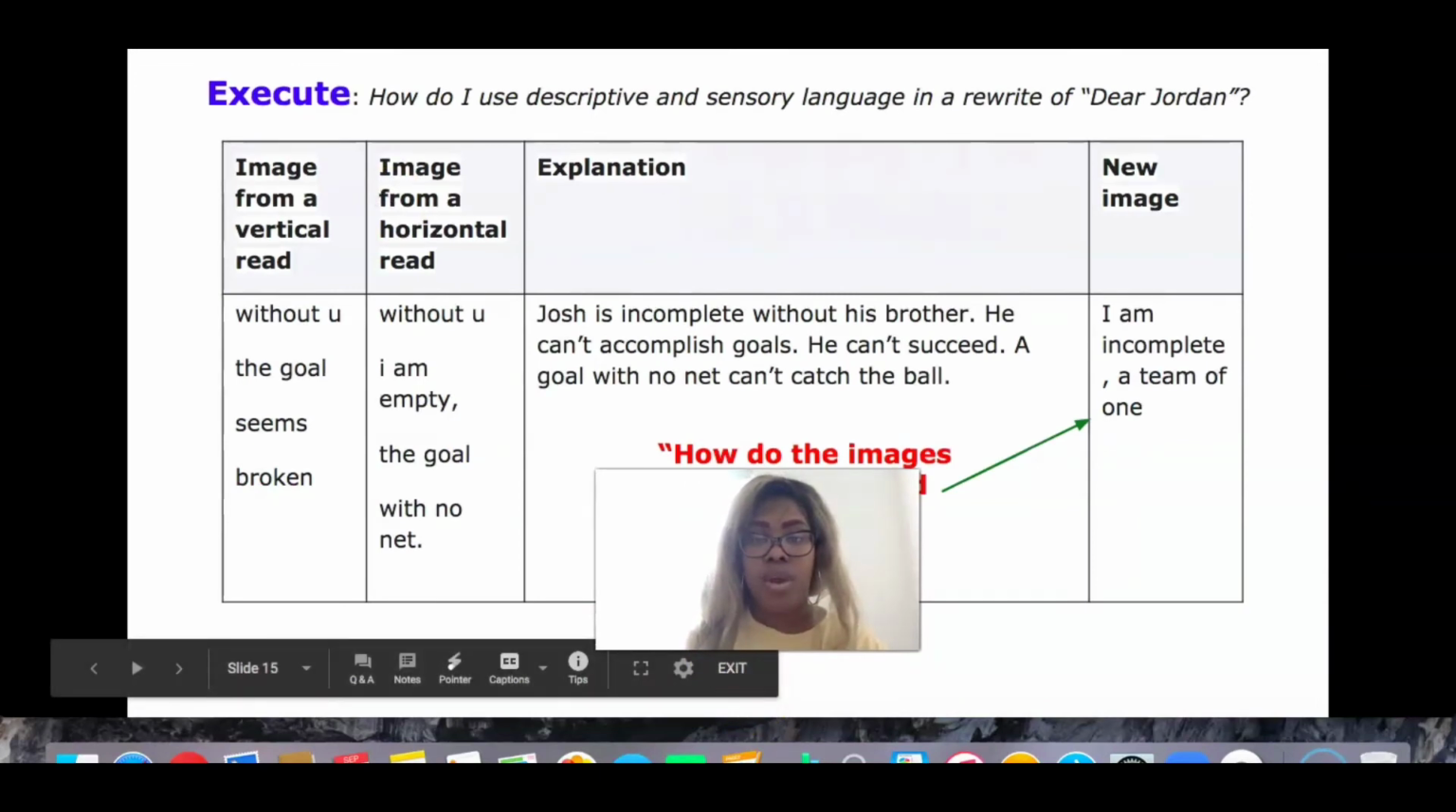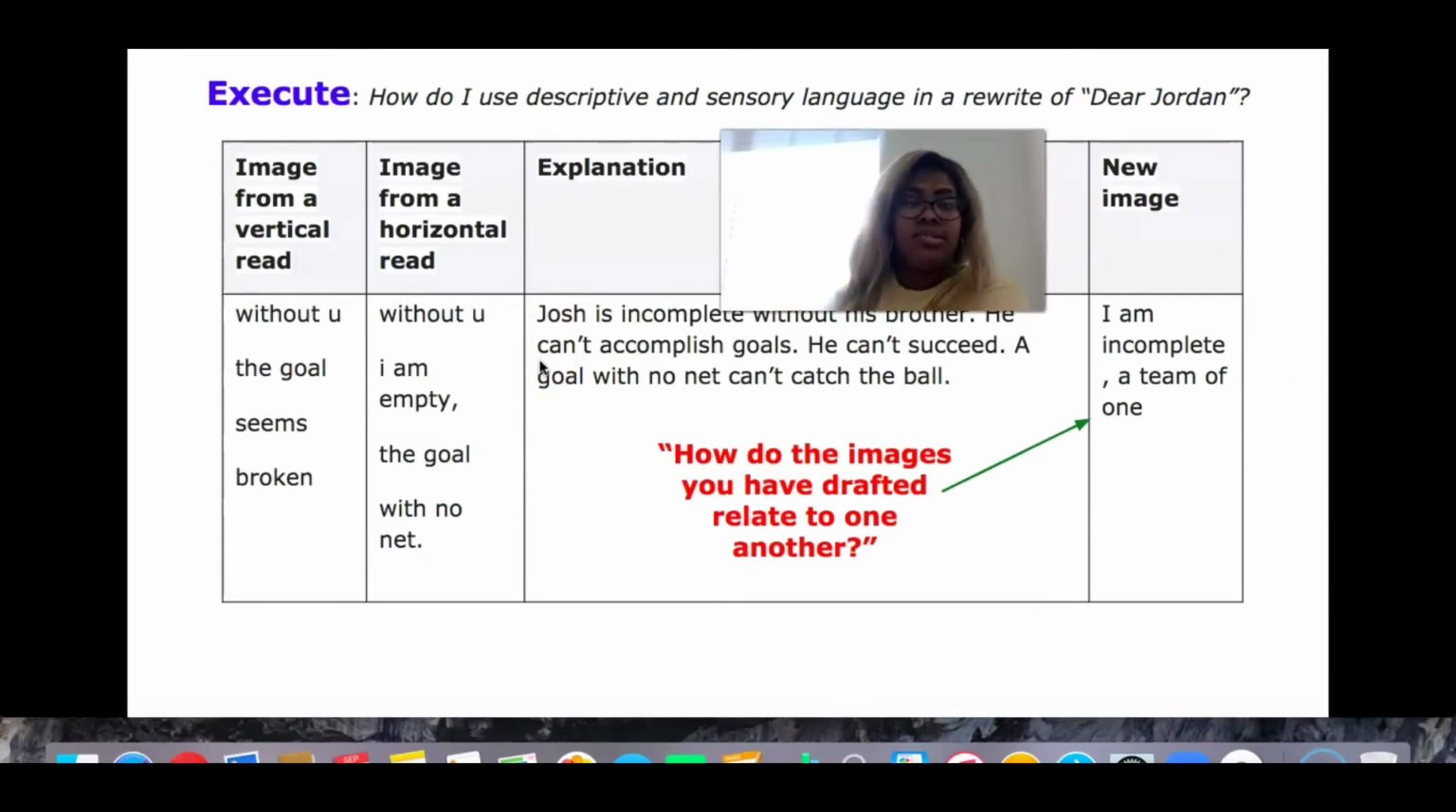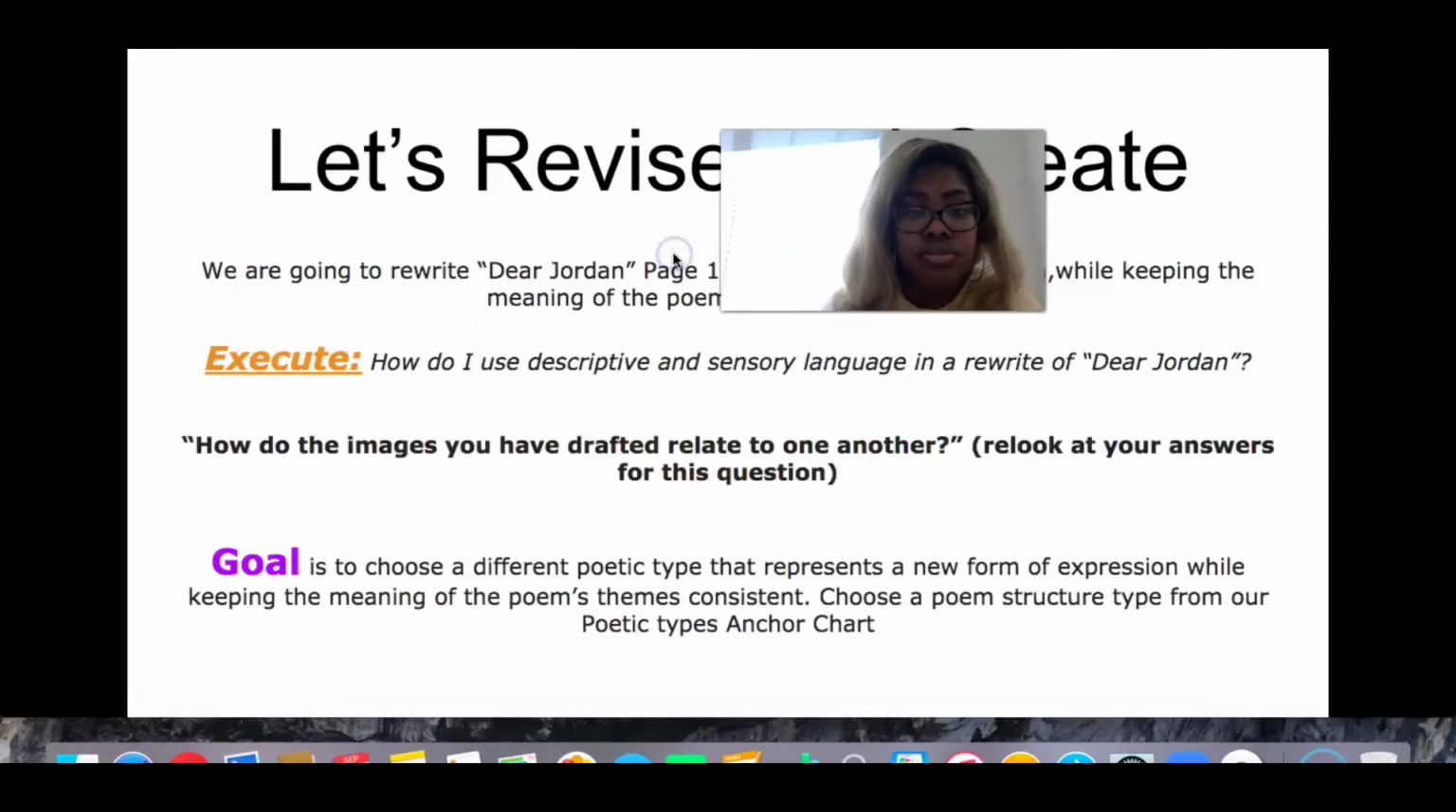Let's continue our work. So now that we've come up with our images, I want us to think about our content framing question. How do I use descriptive and sensory language if I wanted to rewrite Dear Jordan?